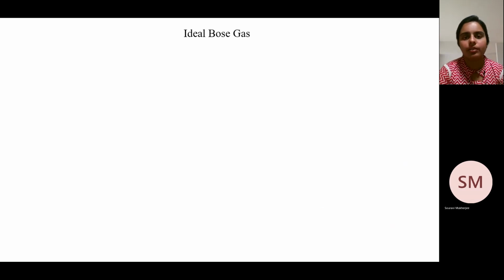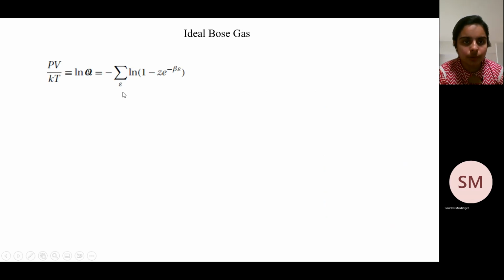Now we will deal with the ideal Bose gas. If you put the value of A in the last general expression that we had derived, and put A equal to -1, which is the case for the ideal Bose gas, you would get something like this.